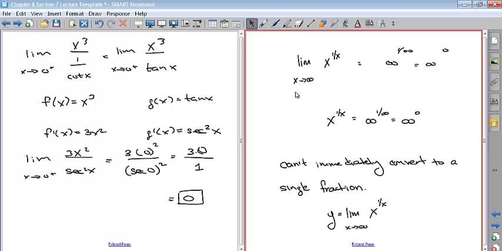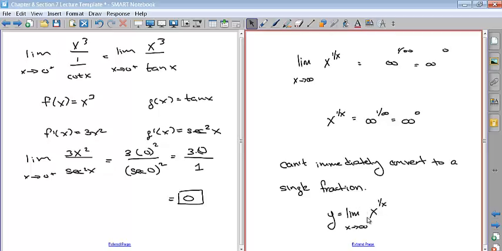Now, you might have something like this, where you have the limit as x goes to infinity of x to the 1 over x power. So if I plug in infinity, you'll have infinity to the 1 over infinity. Well, 1 over infinity is 0. So I get infinity to the 0 power, which is another indeterminate result. And you can't immediately convert it into a fraction. So it's not a L'Hopital's Rule problem.